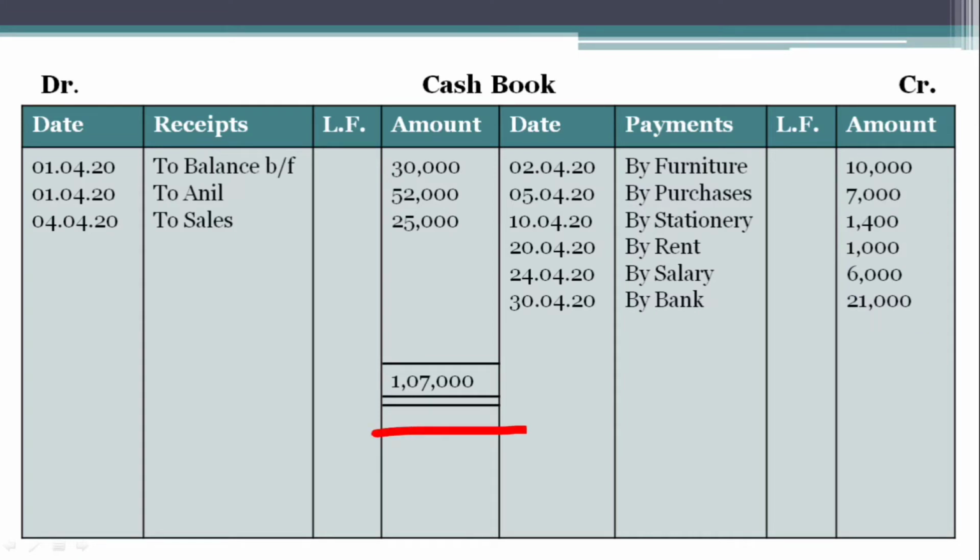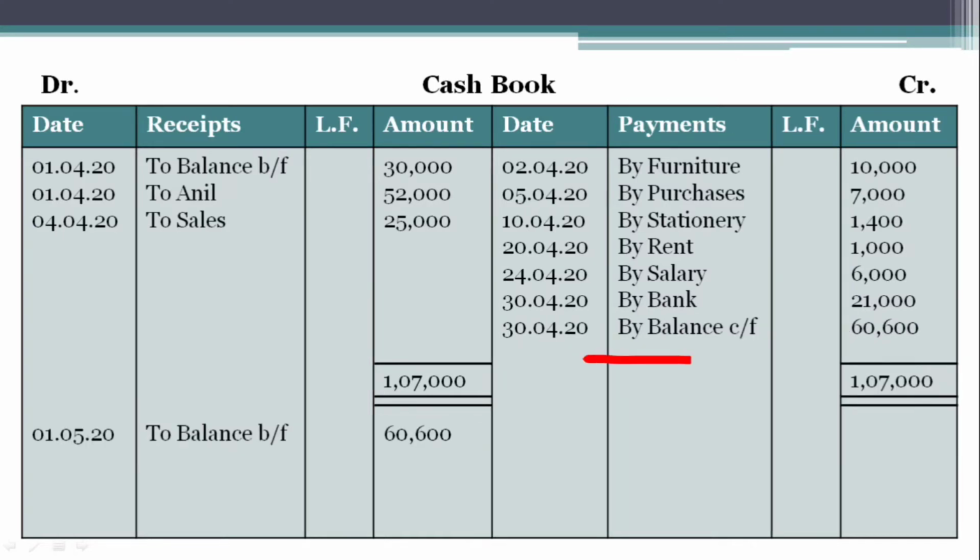Now in case of closing of a cash book, all we need to do is take the balance, that is the amount on the debit side minus the amount on the credit side. So we get the cash balance, which in this case comes out to be 60,600. It is a very easy case, alright? And always remember one thing, cash always has a debit balance only, because cash cannot be paid without receiving it, alright? So cash book always has a debit balance. Remember this.